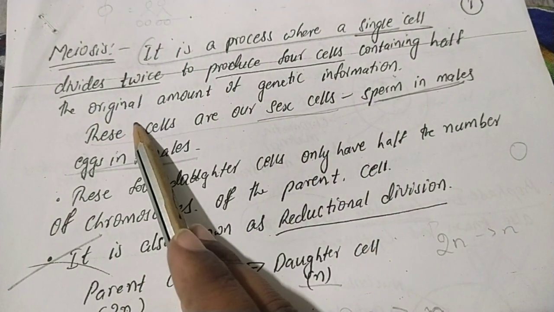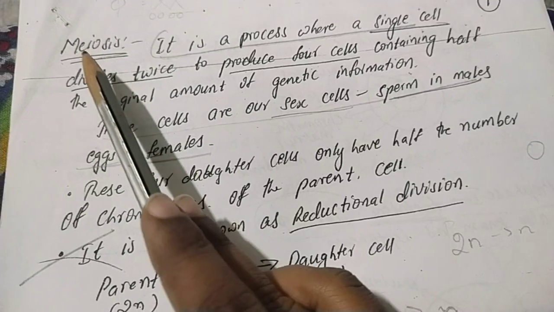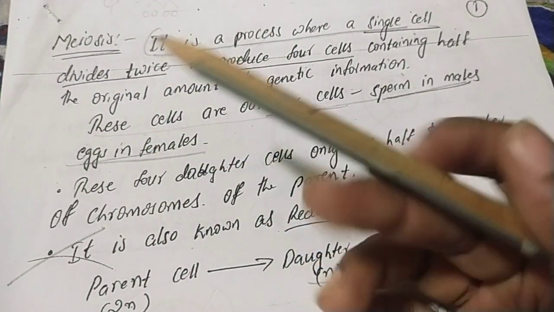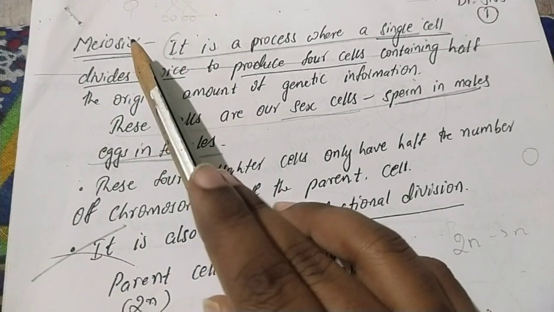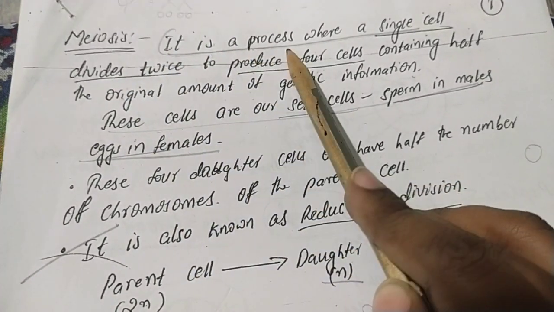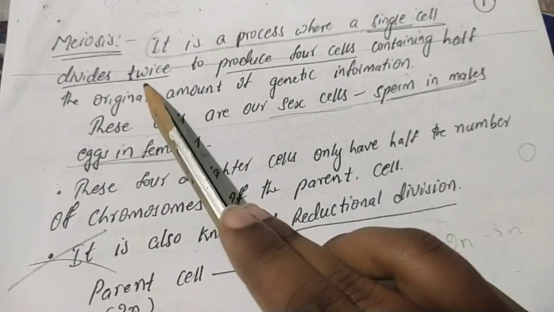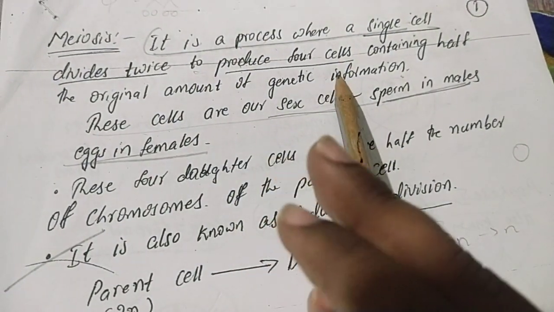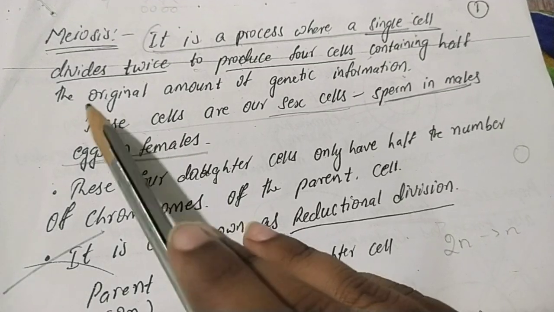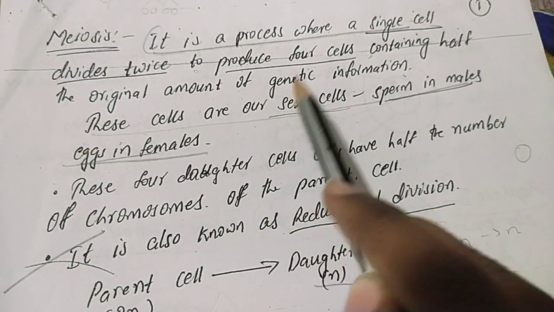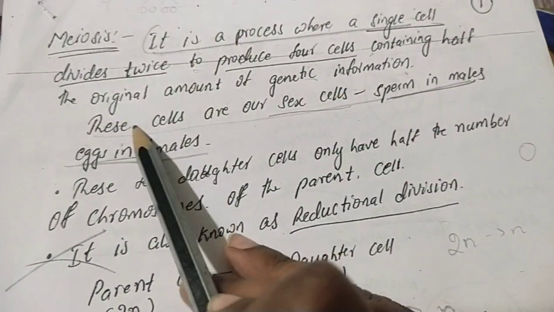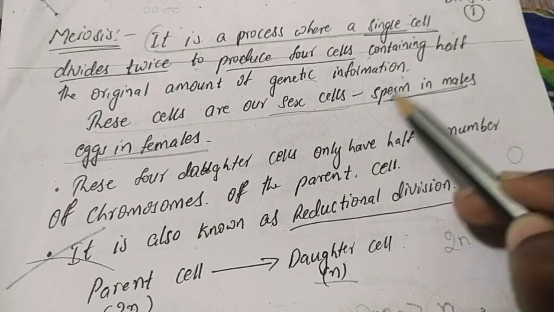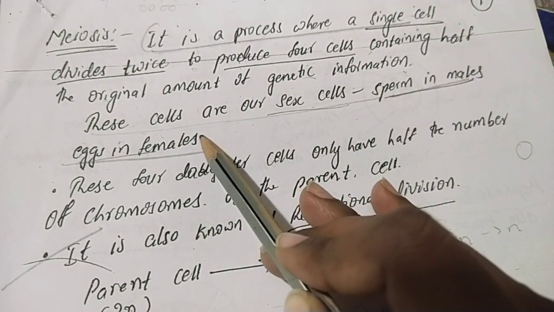Today in class I'm going to tell you about meiosis. What is meiosis and what are all the procedures in meiosis? Firstly, meiosis is a process where a single cell divides twice to produce four cells containing half the original amount of genetic information. These cells are our sex cells, that is sperms in males and eggs in females.